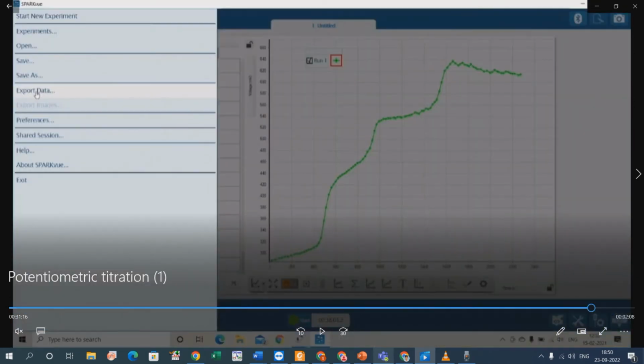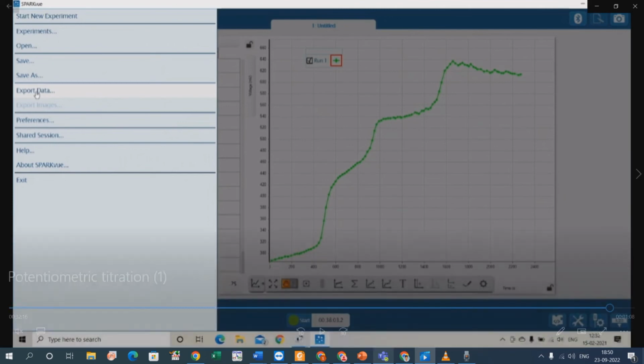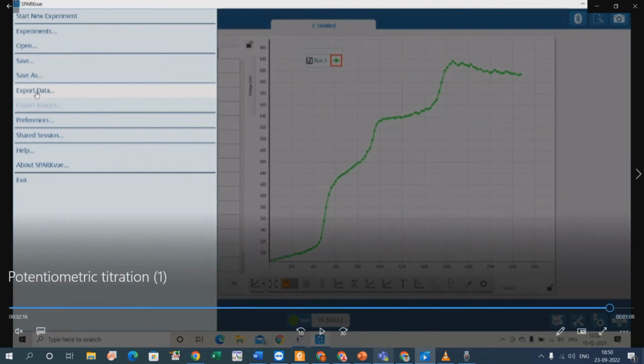Here you can see this graph: initially it increases, then goes linearly, after that it increases, then again goes linearly, parallel to the x-axis, and again increases. Basically there is a three-halide mixture here. If you do this experiment, you will see this kind of curve for a halide mixture in potentiometric titration. From here you will get the equivalence points of the mixture.